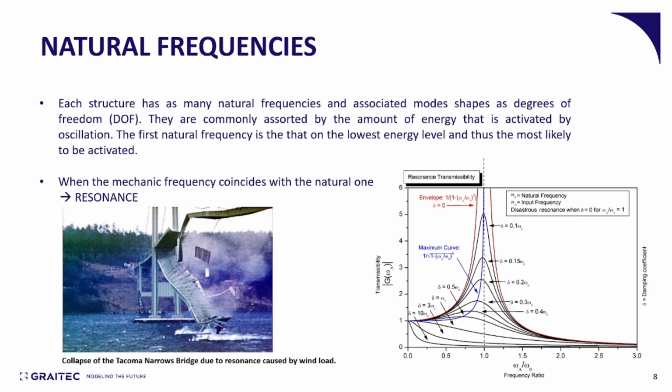And when a mechanical frequency coincides with the natural one of the structure, any of those, we have resonance, which means that the deformations of the structure can increase to a very high level and cause the collapse, as we see on the image on the left-hand side, the collapse of the Tacoma Narrows Bridge due to the resonance caused by a wind load, in this case, not seismic load.